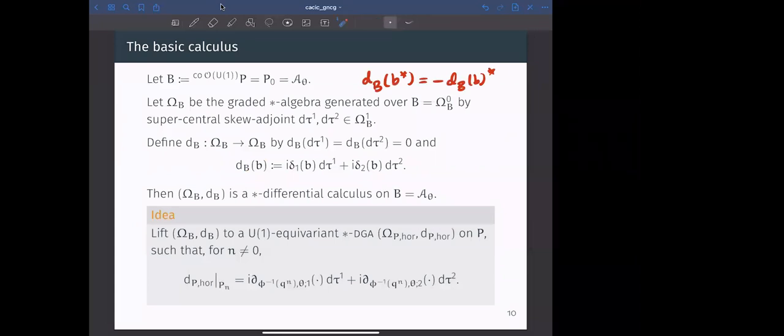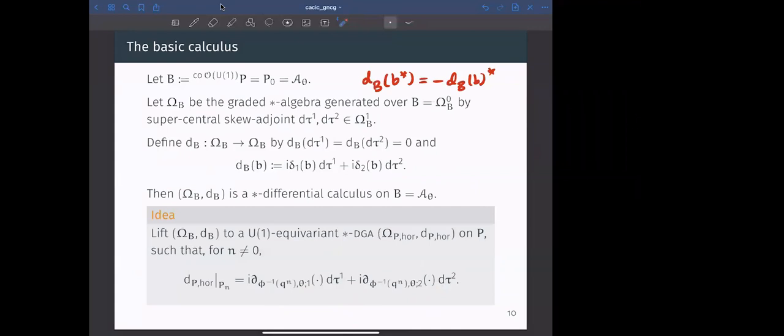So, at first instance, if we're for the moment content to follow a bunch of people, in particular, this is a point of view espoused by Djurdjevic. This is a point of view that falls out of the paper with Bram Esland. The idea, at first instance, is to try to lift this differential calculus in the base to a differential calculus on the total space, some sort of horizontal differential calculus on the total space, whose exterior derivative restricts to these constant curvature connections on each isotypical subspace, on each line bundle. That's the ultimate game.